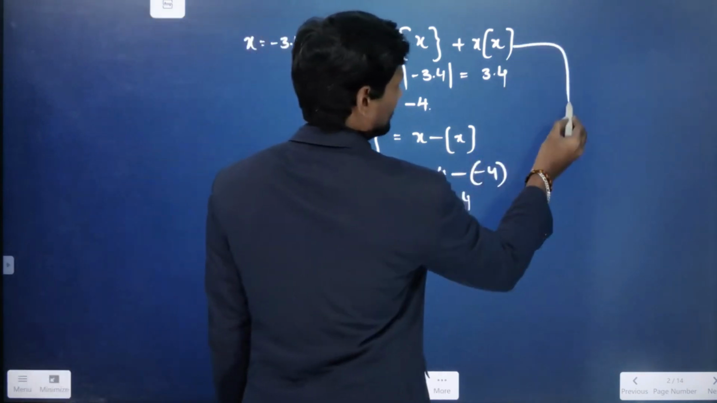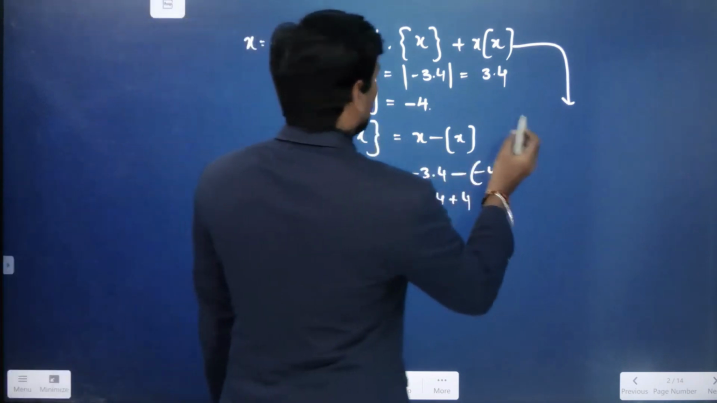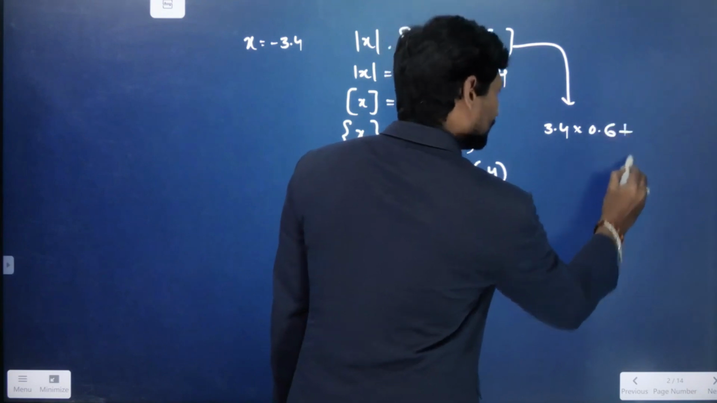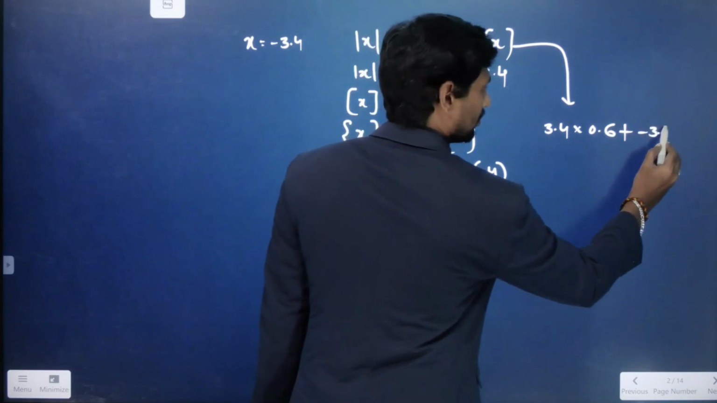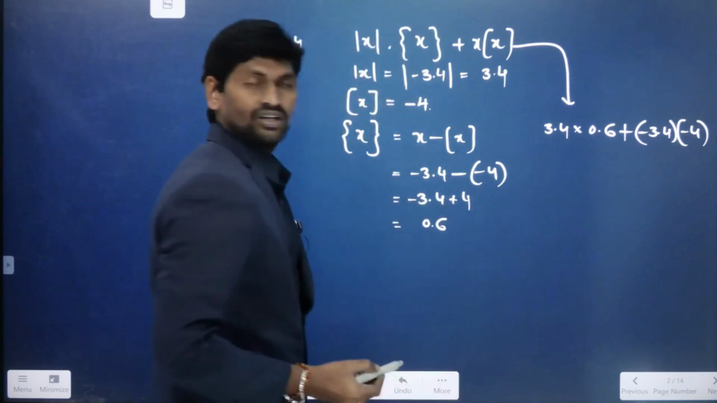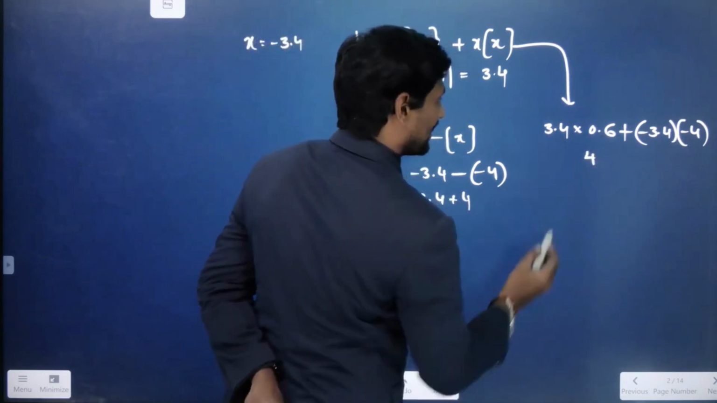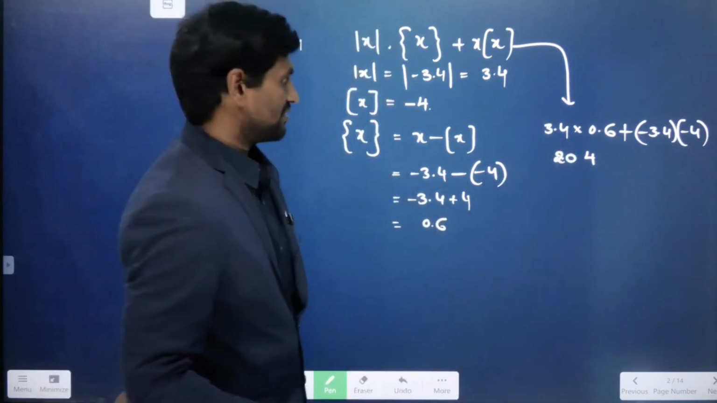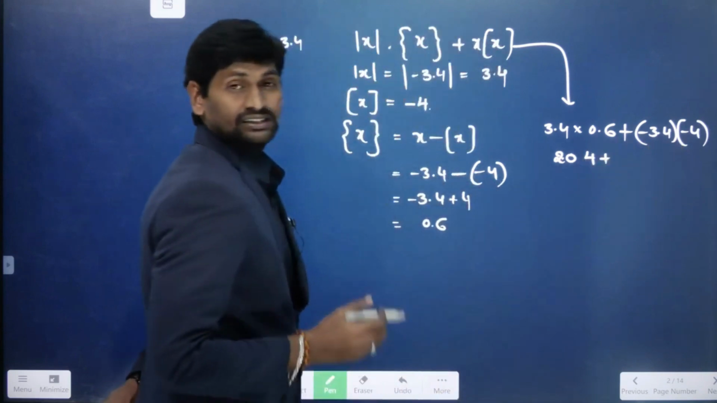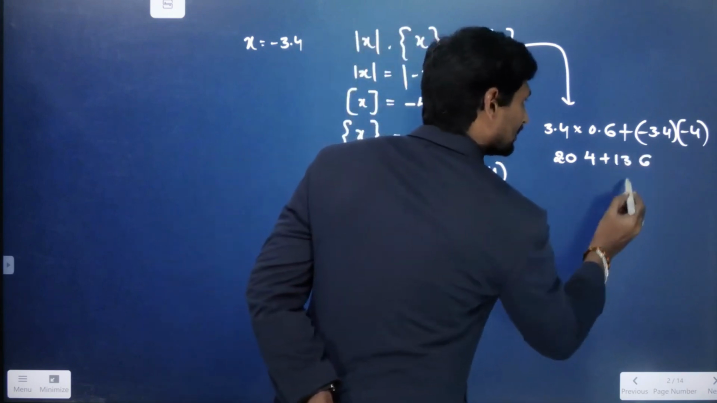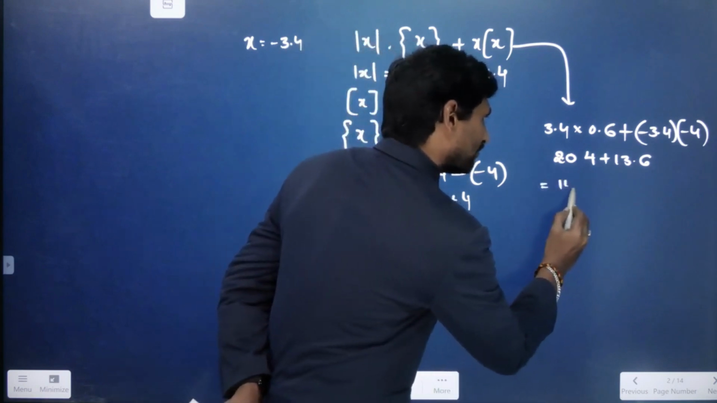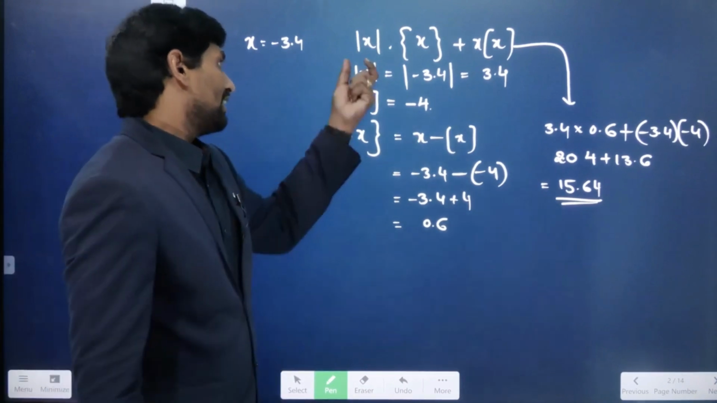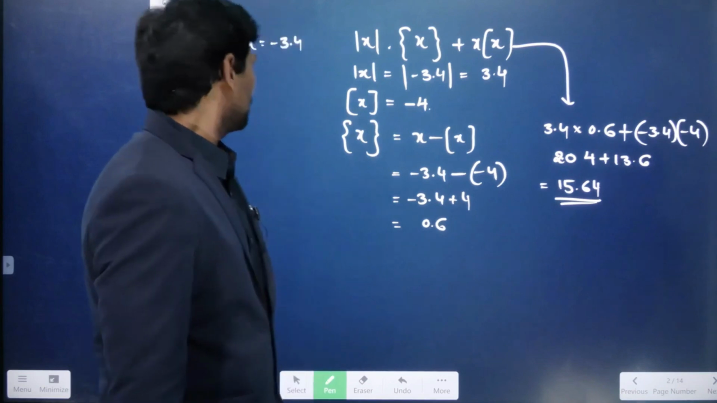Now let us substitute and identify the required value. The modulus of x is 3.4 into the fractional part of x, 0.6, plus x, which is minus 3.4, into the greatest integer of x, which is minus 4. 6 4s are 24, 6 3s are 18, so 20.4 is the product of 3.4 and 0.6, that is 2.04. Here minus into minus becomes plus. 3.4 into 4 is 13.6. Adding both, 2.04 plus 13.6 is 15.64. That is the value. Right, so let us go to the next.